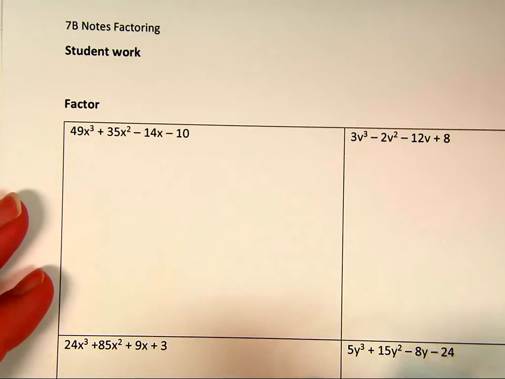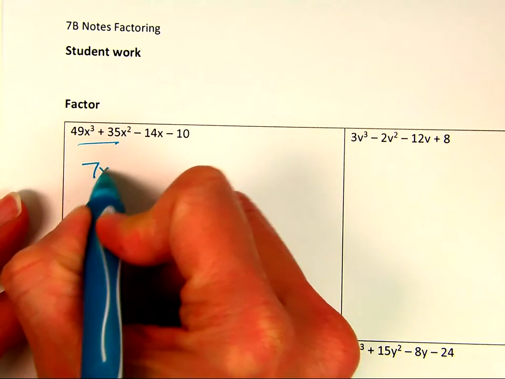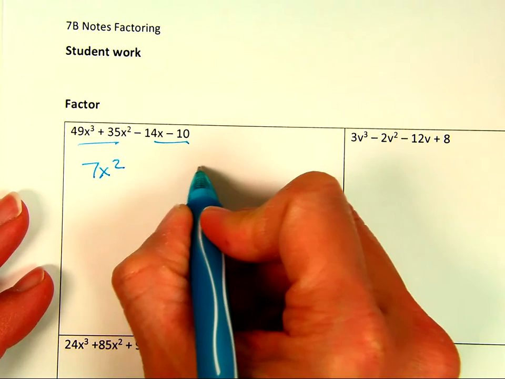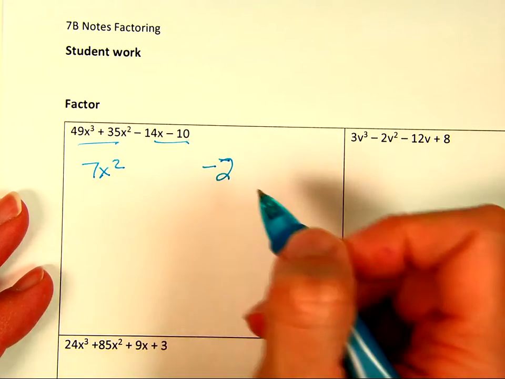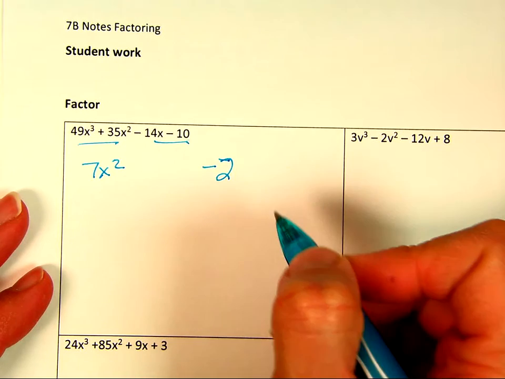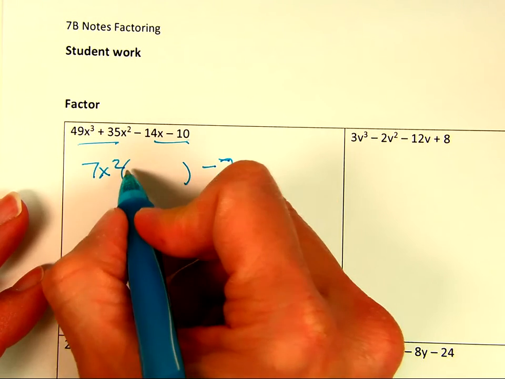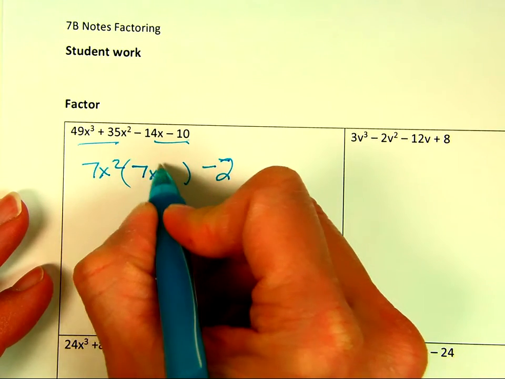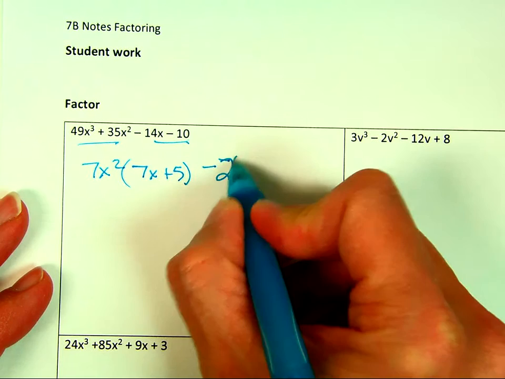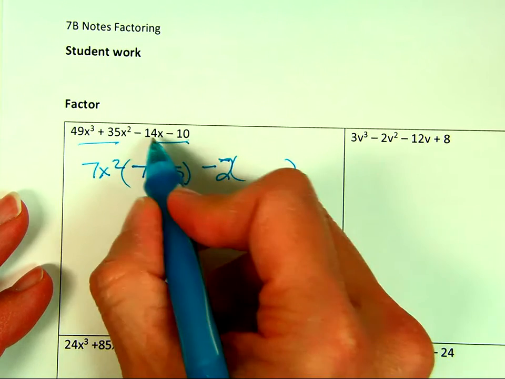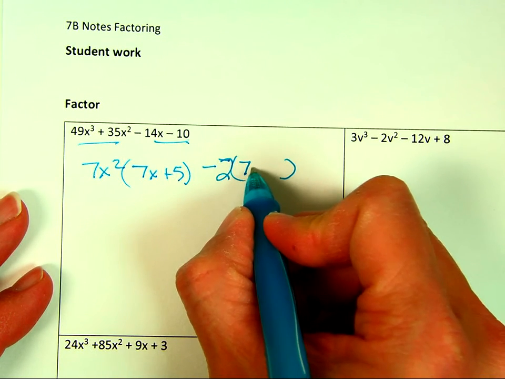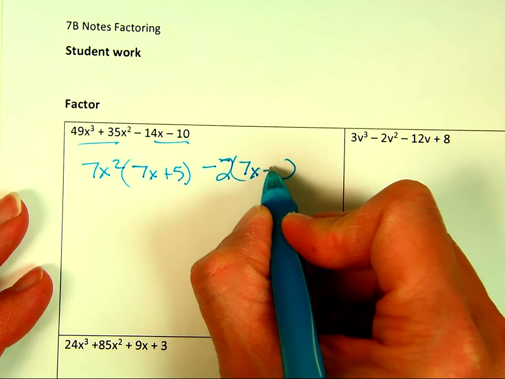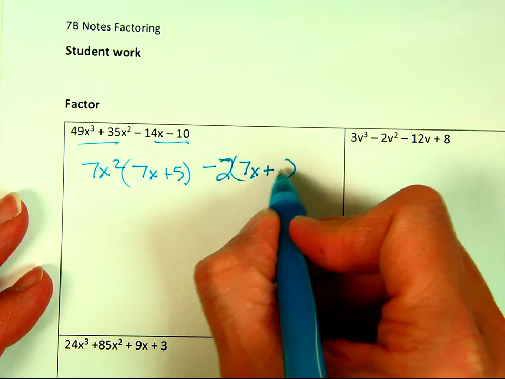Here we go. Greatest common factor, 7x squared. Greatest common factor, negative 2. Right? Both of those are even. Since they both had a negative, I took out a negative. What's left in this one? 7x plus 5. And what's left in this parentheses when I divide both of those by a negative 2? Watch your signs there. 7x plus, because I took out a negative 5.